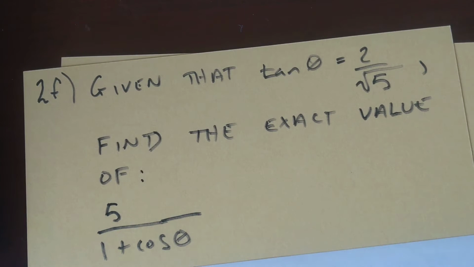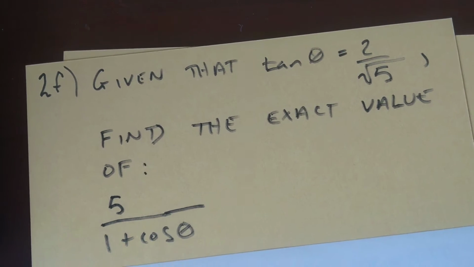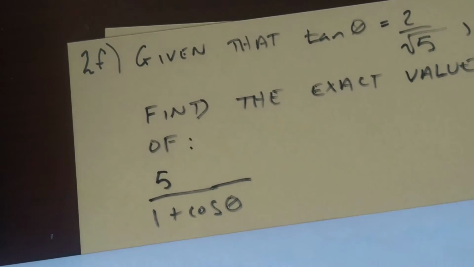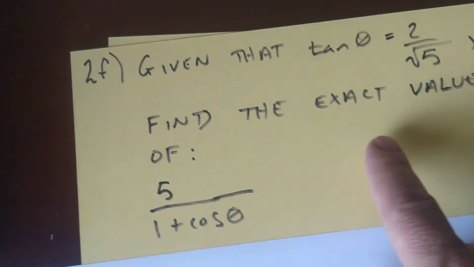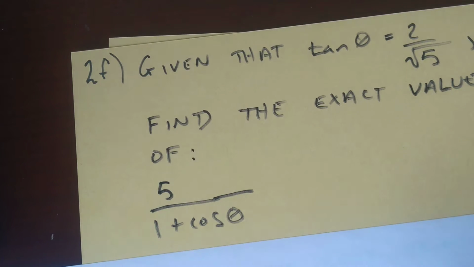So if you want to try it, I would pause the video now and just go ahead and give it a shot, and then I'll replay it, and then you can see if you got it right, follow the steps. If you have no idea how to even start this, let the video go. So here is the question: given that the tangent is 2 over square root of 5, find the exact value of 5 over 1 plus cosine of theta.